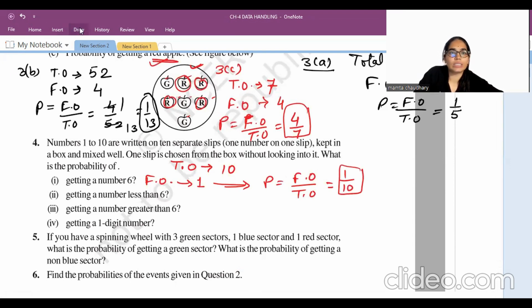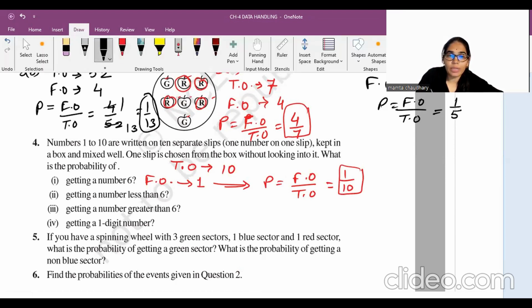Now, getting a number less than 6. How many numbers are less than 6?